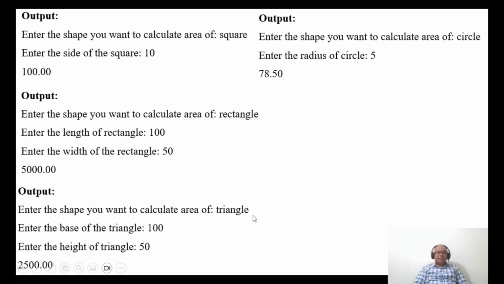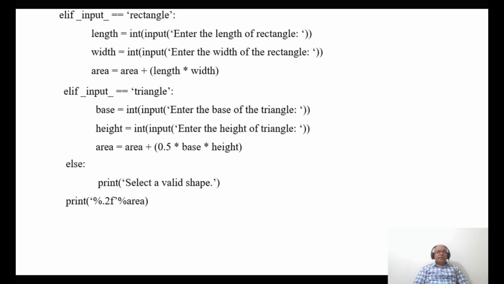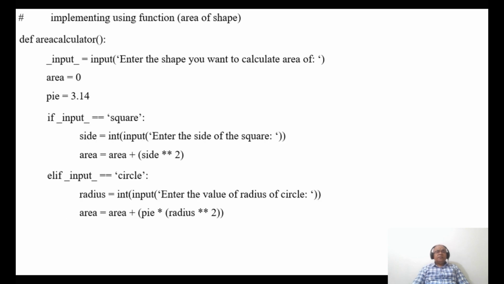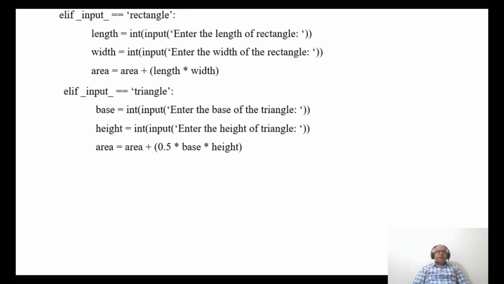Now we go for entering the shape you want to calculate the area of, a triangle. So I want to enter the triangle. Once you enter the triangle, the area is taken as 0. Of course, pi will not be there. So is triangle equal to square? No. Is triangle equal to circle? No. Then is triangle equal to rectangle? No. Is triangle equal to triangle?